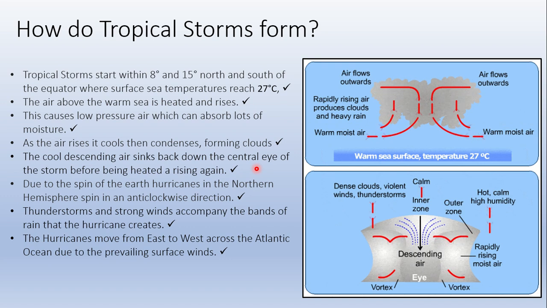The hurricanes spin because of the spin of the Earth's surface. Okay? Due to the spin of the Earth, hurricanes in the northern hemisphere spin anti-clockwise. There's loads of demonstrations that we can do in class of this. But due to the Earth's movement, this causes liquids and gases on the Earth's surface to spin as the Earth moves underneath them. So the spin of the Earth causes a hurricane to move in an anti-clockwise direction.